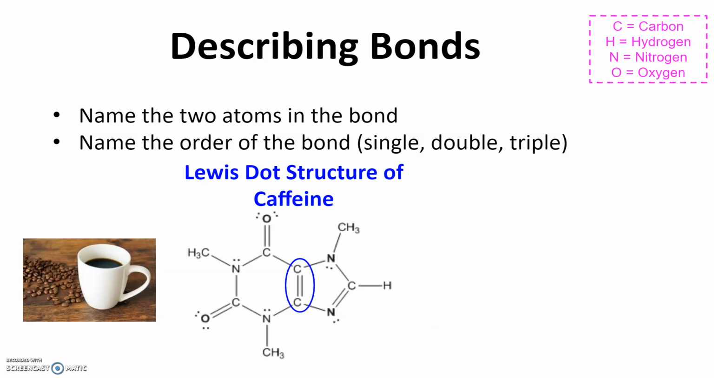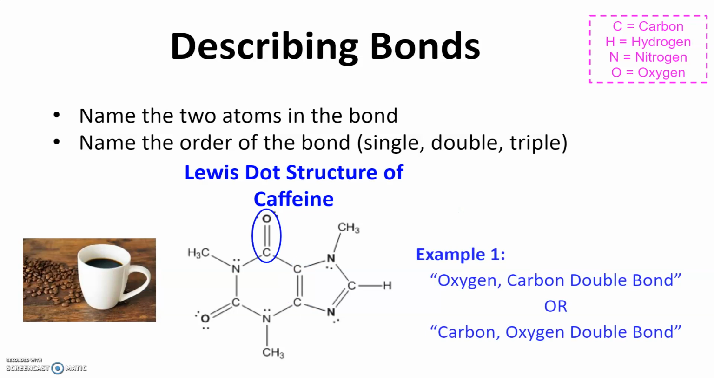So for this bond, there are two carbons connected by a double bond, so I can just call it a carbon-carbon double bond. Even though they're both carbon atoms, you can't just say carbon double bond because we don't know what the other atom is unless you specify. So you have to say both. And then how about this bond? This bond has oxygen and a carbon connected by a double bond, so we would say oxygen-carbon double bond or carbon-oxygen double bond.